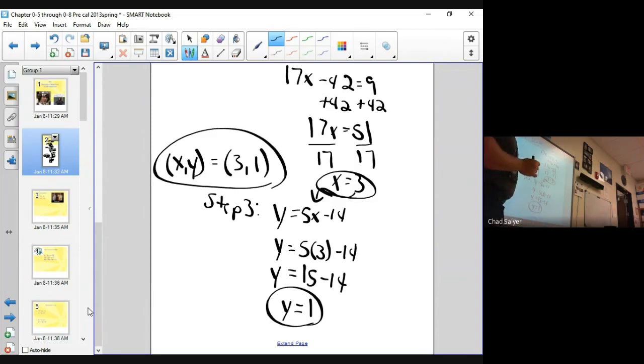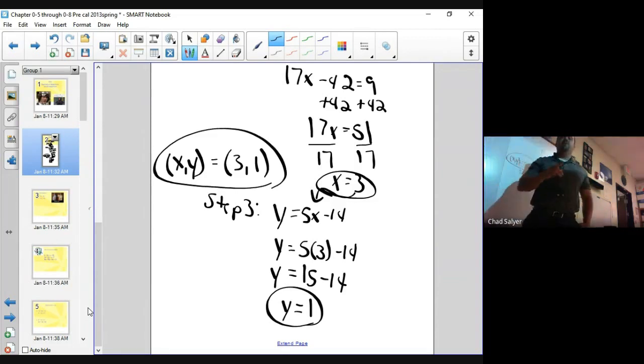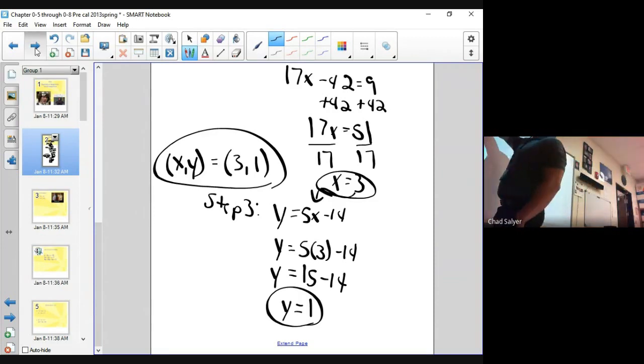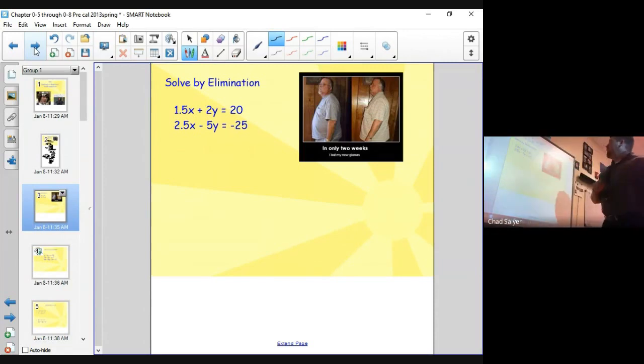So system of equations is when more than one equation is true for the same variables at the same time. And to solve the system, you need to solve for all the variables. In this case, there was an x and a y. And we use the method of substitution. All right, solving by elimination.